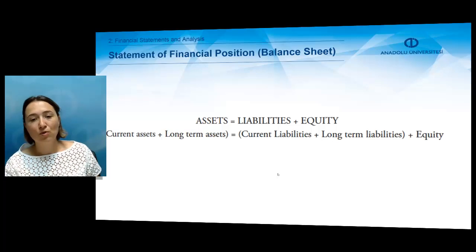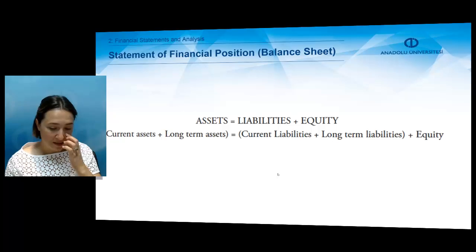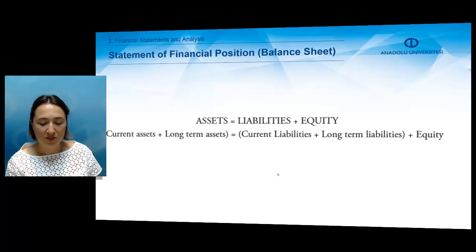The second component is equity. Equity is a section of the statement of financial position that includes the amounts invested in the business by the owners or investors, the earnings or losses that are retained in the business from previous years' income or loss, and current year income or loss.